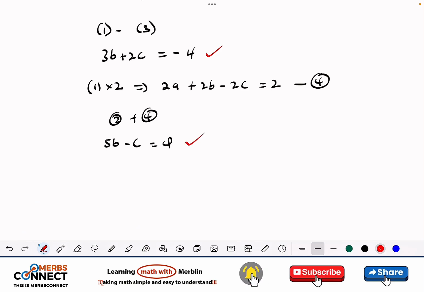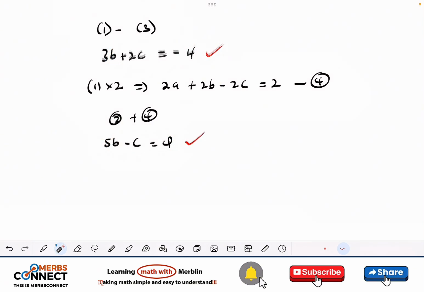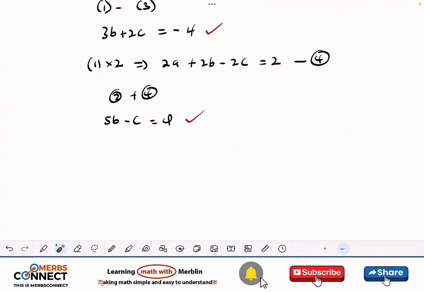So I was able to move from 3 unknowns to 2 unknowns, right? So now since this is 2 unknowns, I will be able to solve for b and c. Then when I'm done, I'll use b and c to find a in any of the equations given. So what can I do here? From this equation, let me say this is equation star, and this is equation star star.